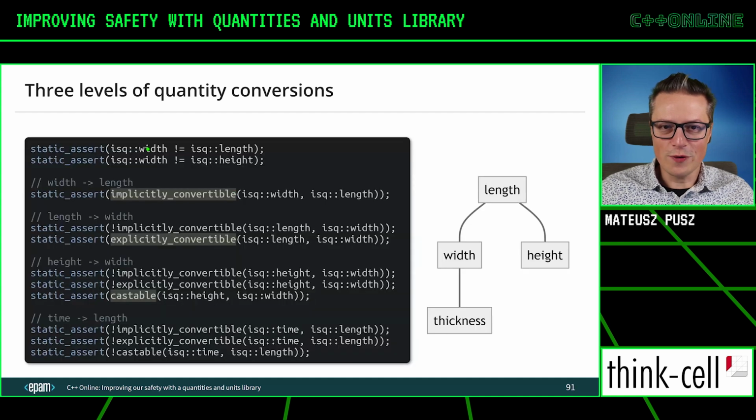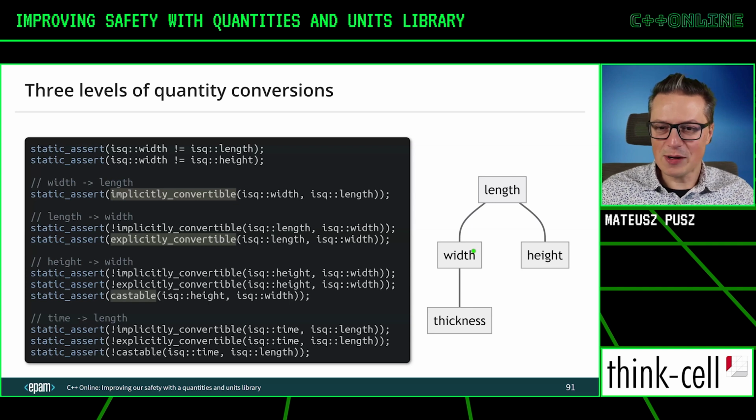Let's have a simplified tree for our use case. Width is not a length. Width is not a height. Those are different quantities. But width is implicitly convertible to length because every width is a length, right? Length is not implicitly convertible to width because not every length is a width, it may be a height. So it's not implicitly convertible, but you can explicitly convert from length to width if needed. Height and width are 2 separate quantities on different branches. They should not be implicitly or explicitly convertible because this is a cause of typical errors.